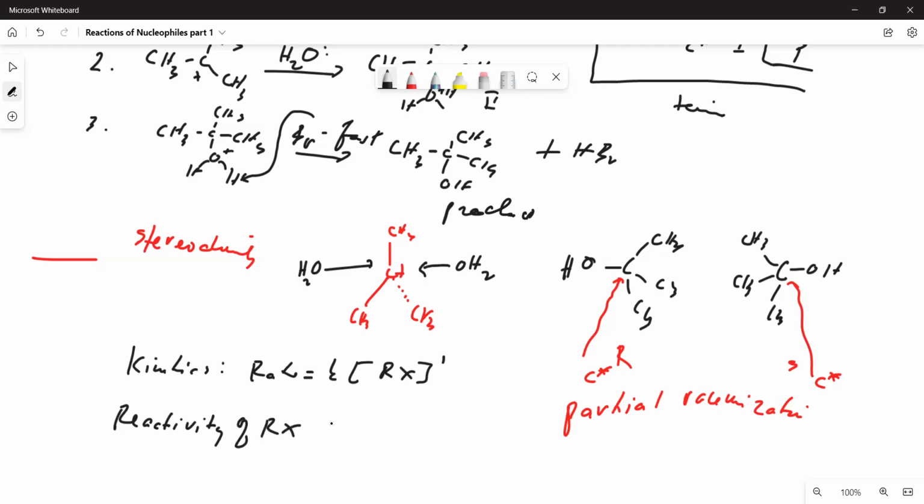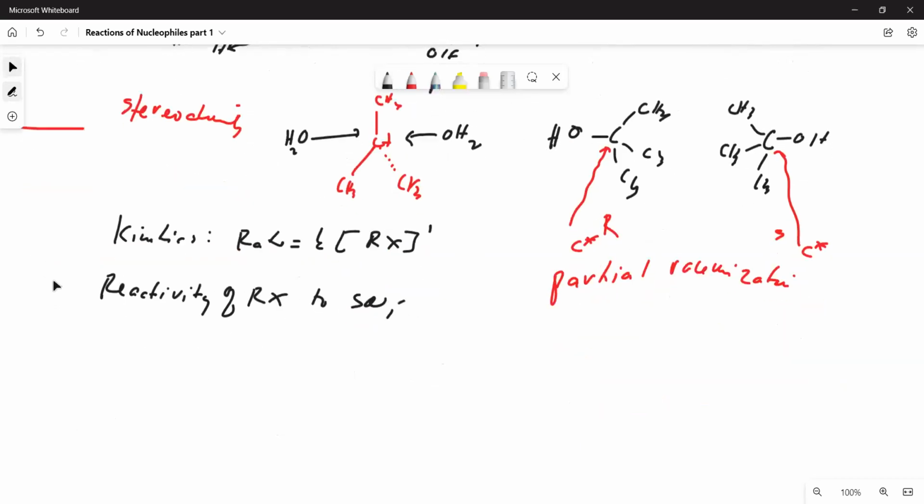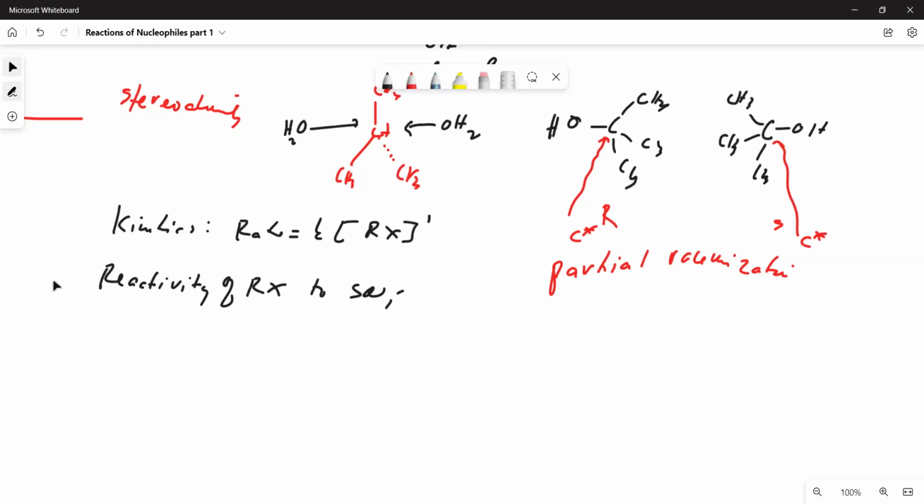Reactivity of alkyl halide towards SN1 reaction, which is the most reactive? Now, since the intermediate is a carbonium ion, anything that will stabilize a carbonium ion will lower the activation energy in the rate determining step, and therefore increases the rate. So the tertiary is the most reactive because you have 3 methyl groups that will stabilize the carbonium ion. So in SN1 reaction, the tertiary is the most reactive.